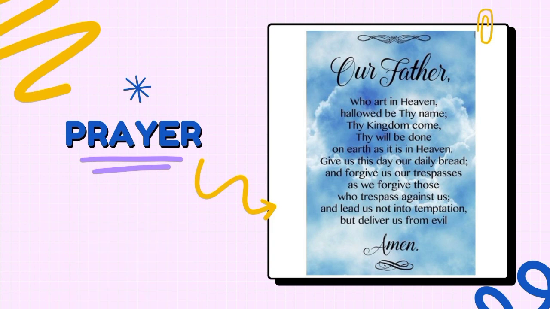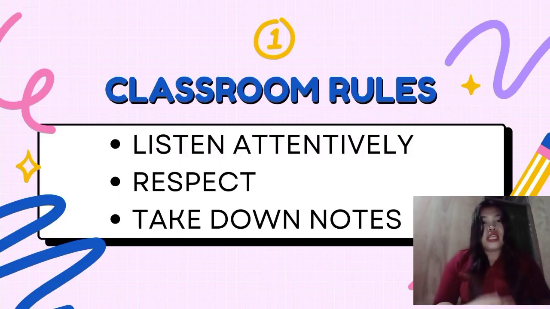Our Father, who art in heaven, hallowed be thy name, thy kingdom come, thy will be done, on earth as it is in heaven. Give us this day our daily bread, and forgive us our trespasses, as we forgive those who trespass against us. And lead us not into temptation, but deliver us from evil. Amen.